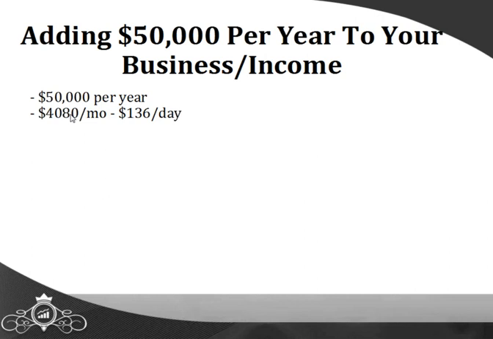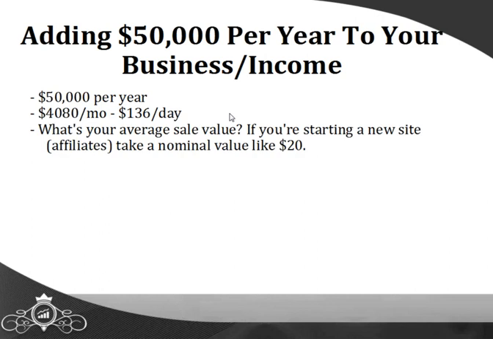$50,000 a year is $4,080 per month. It's $136 per day. Next, what you have to do is take your average sale value. So if you have a site that's set up now, put down the amount of money that it makes when you make a sale on average. If it makes different kinds, just take an average value.